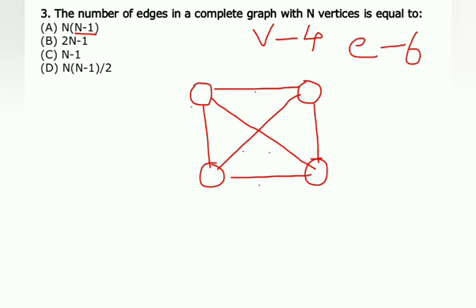Option B: 2n minus 1. 2 fours are 8, 8 minus 1 is 7. So this one is also wrong. Option C: n minus 1. 4 minus 1 is 3, and there are not 3 edges, so it is also not satisfying. Next, option D: n into n minus 1 by 2. That is 4 into 3 by 2.